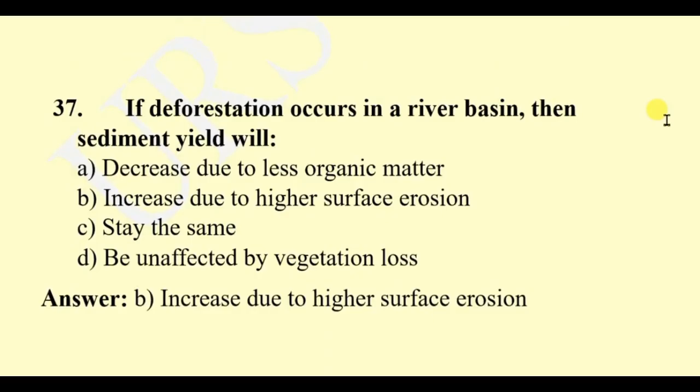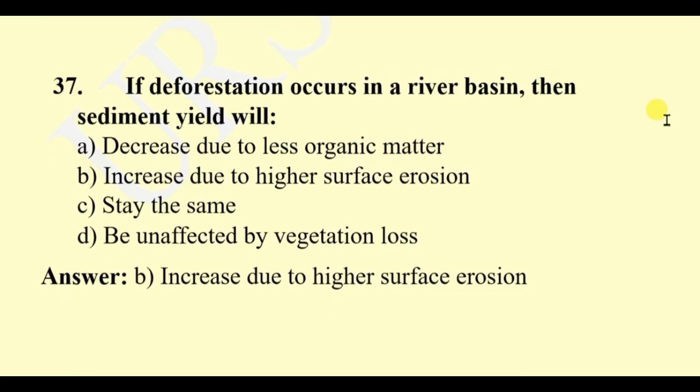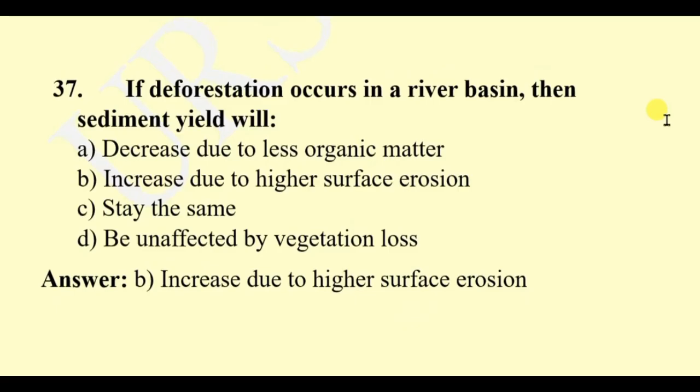Question 37. If deforestation occurs in a river basin, then sediment yield will decrease due to less organic matter, increase due to higher surface erosion, stay the same, be unaffected by vegetation loss. Here the right answer will be increase due to higher surface erosion, because the less the vegetation, the more rainfall erosion will occur.